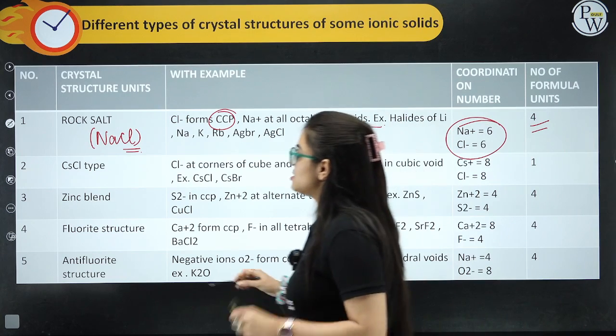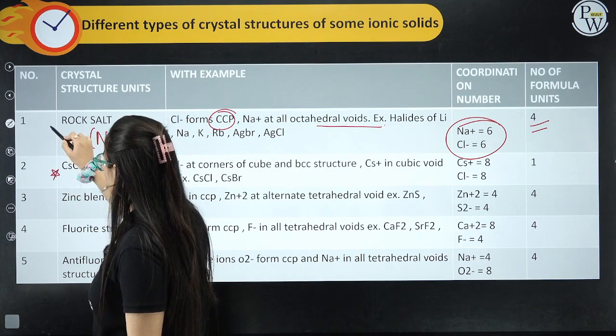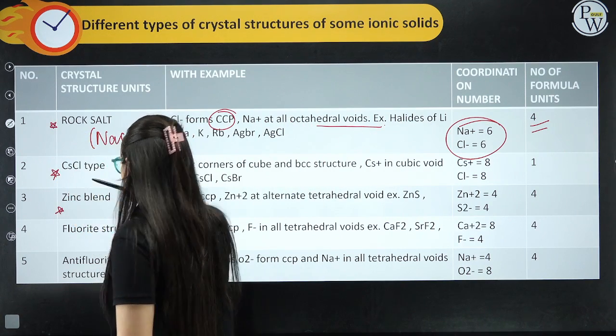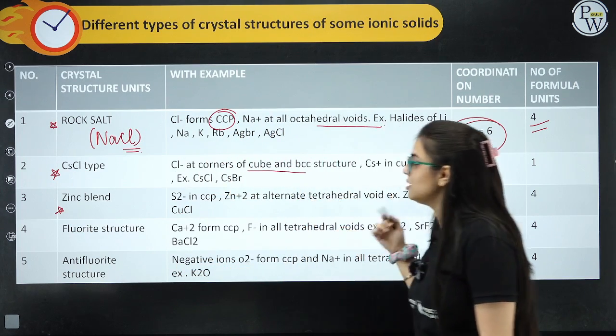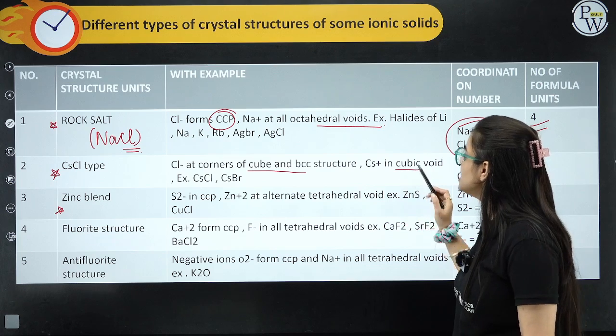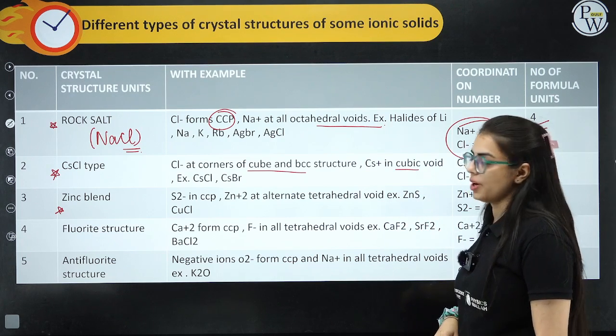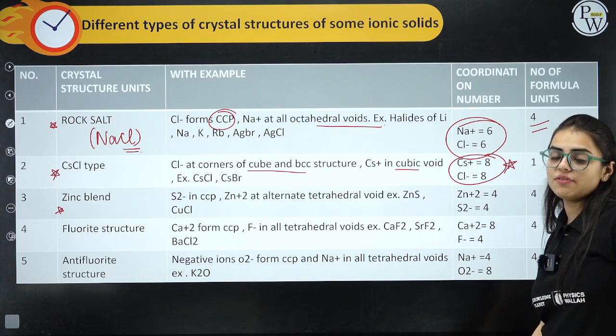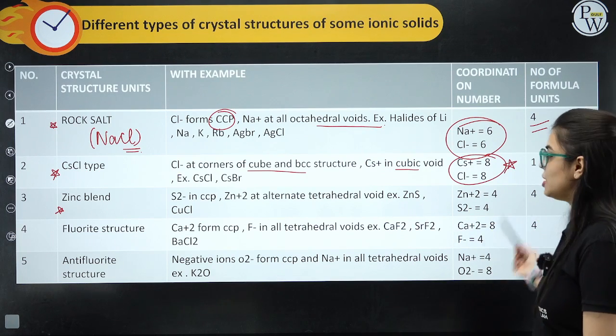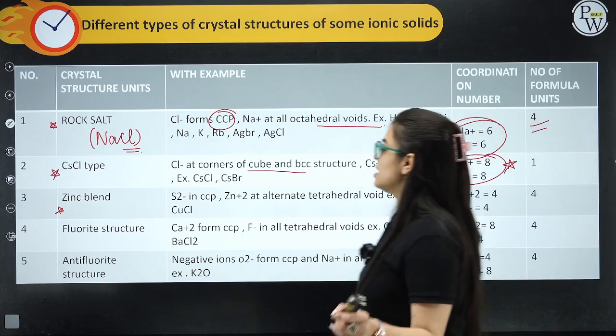Talking about CsCl, again yet most important one, these two are important, even zinc blende is important. In CsCl type, Cl⁻ ions are present at the corners of the cube in the BCC structure, while Cs⁺ ion is present in the cubic void, okay. This question is generally asked: Cs⁺ and Cl⁻ have a coordination number 8 and number of formula units is 1.